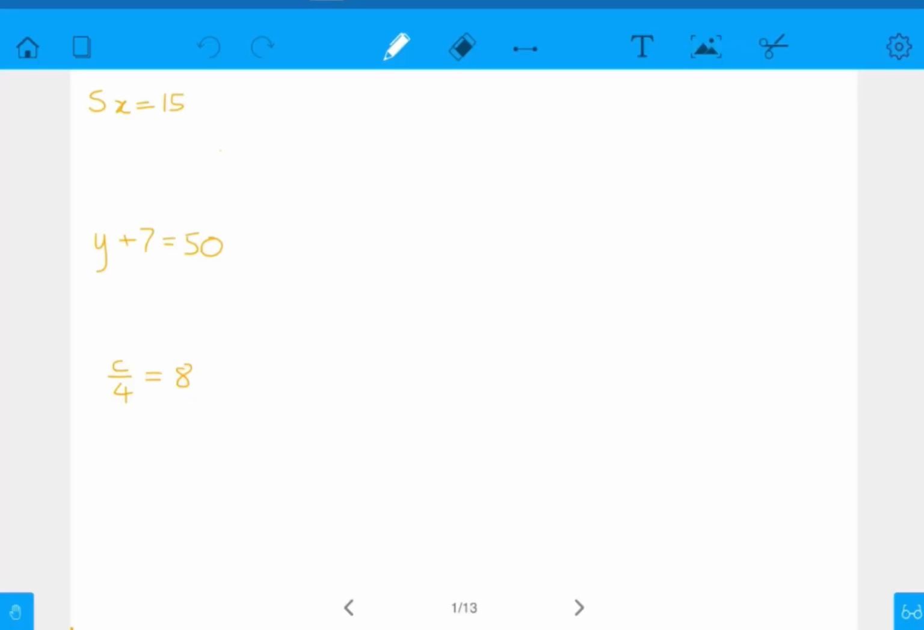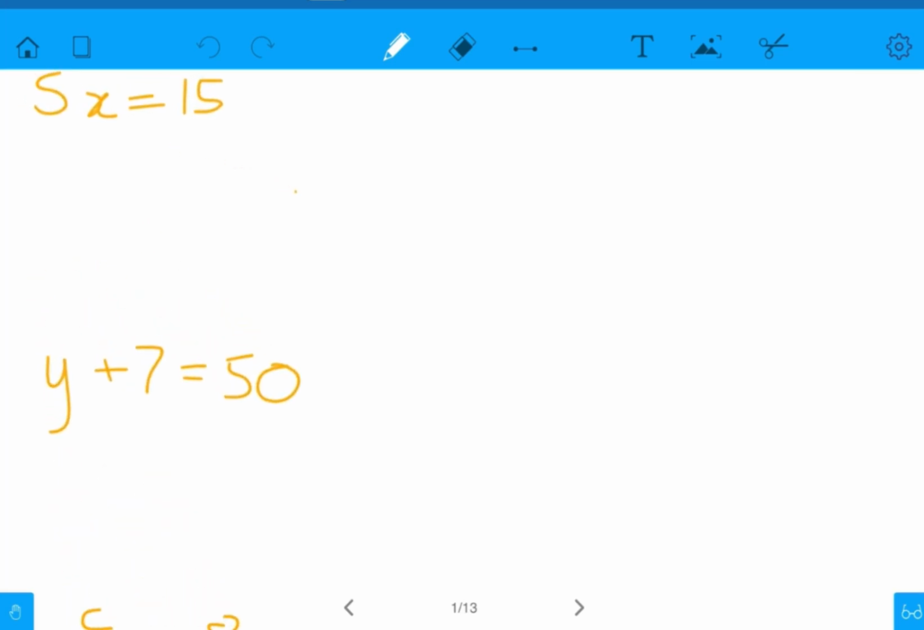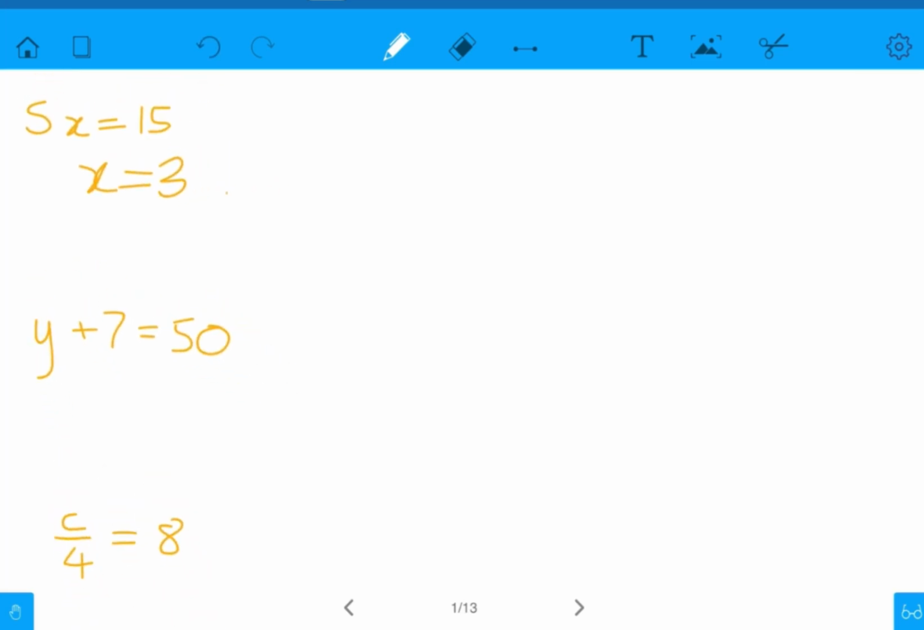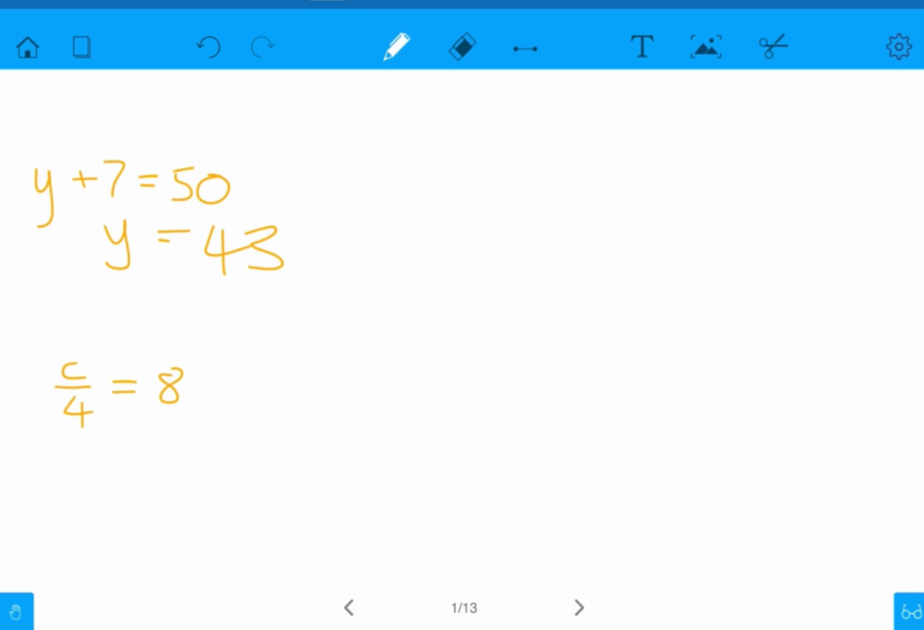Okay, so the first one we just divide by 5, so that would be x equals 3. Next one, subtract 7, so y is 43. And then last one, times by 4, so c would be 32.